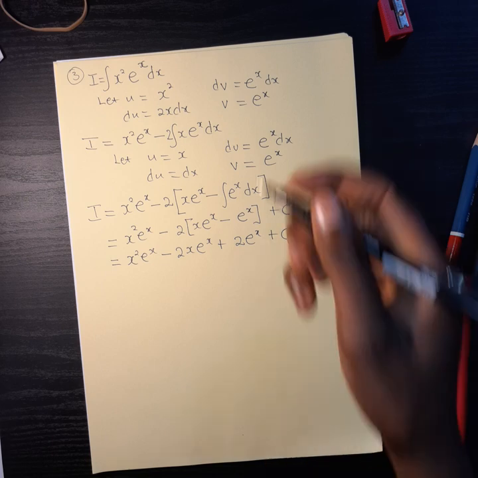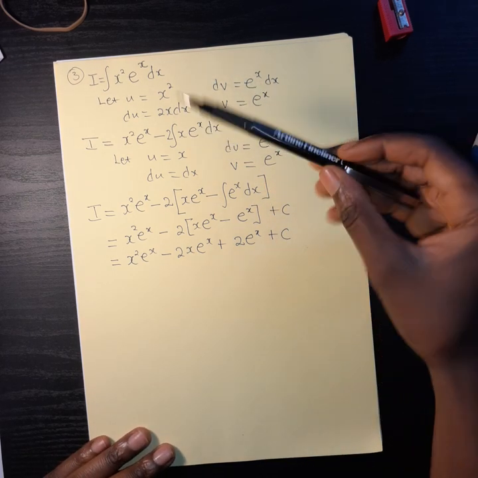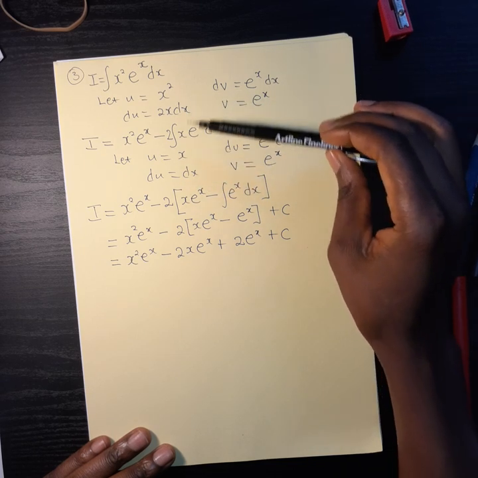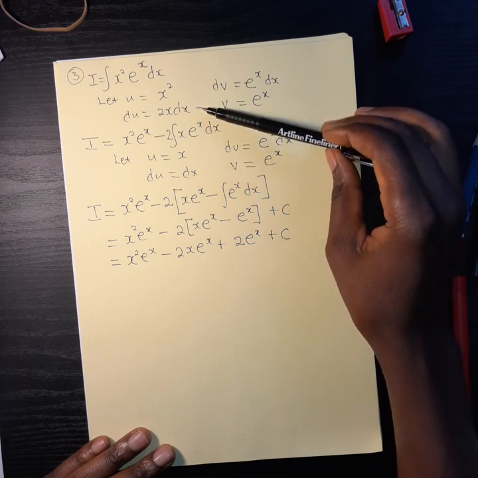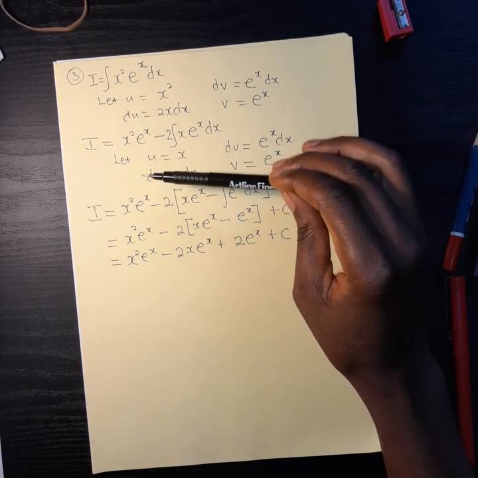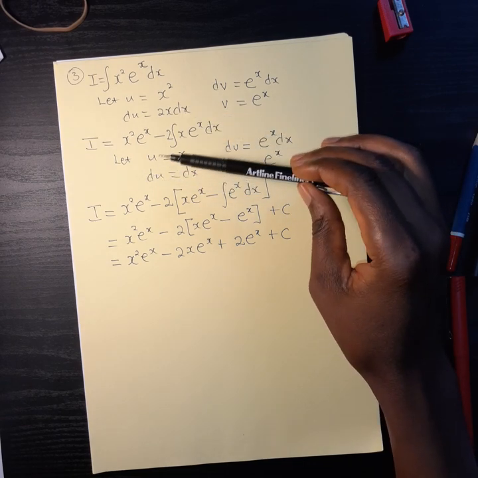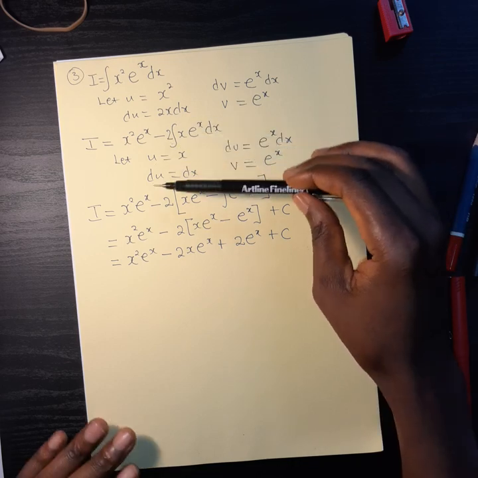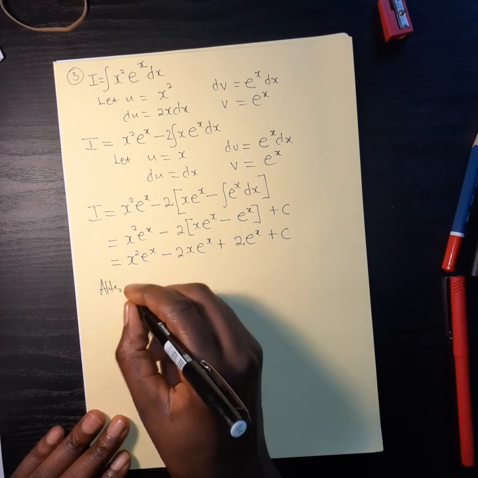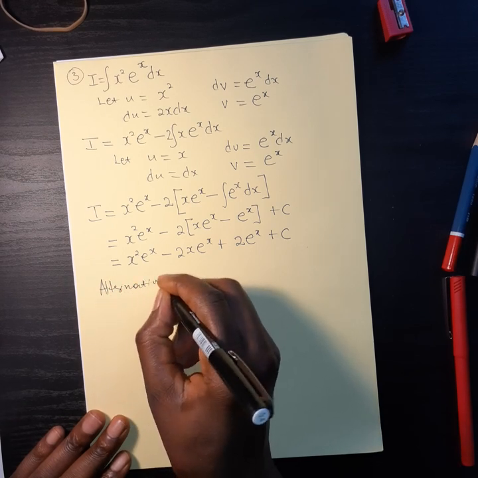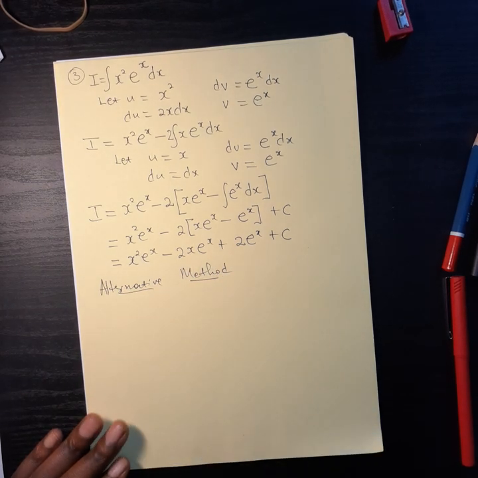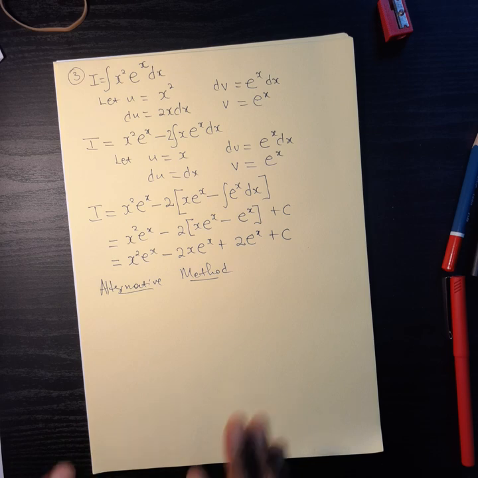You may have observed that in this example, we did the substitution twice. So we had a kind of repeated substitution. For this kind of problem, there is another method which sometimes may be shorter. Yes, it's shorter. Let me write here: alternative method, which we call the Tabular method, something like that.